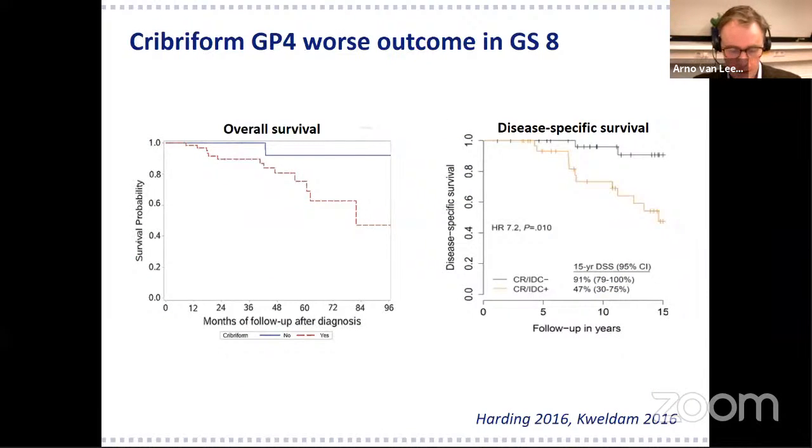What is of interest is that 2 studies also looked at the impact of cribriform pattern in grade group 4 patients, and they had quite similar results, namely that men with cribriform growth had a much higher chance of dying of their disease than those without. And the other way round, Gleason score 8 men without cribriform pattern actually had quite a good outcome with less than 10% disease-specific death.